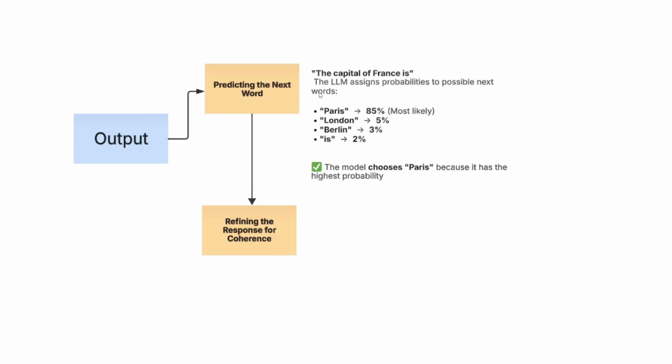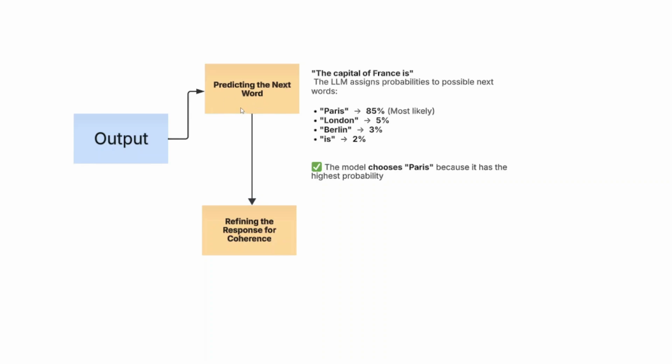For example, for the prompt, "The capital of France is," the LLM assigns a probability to the possible next words. That is, for Paris it is 85%, most likely to be the response, London 5%, and Berlin 3%. The model chooses Paris because it has the highest probability. The process repeats until a complete and meaningful response is formed.